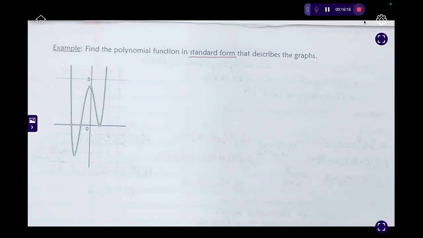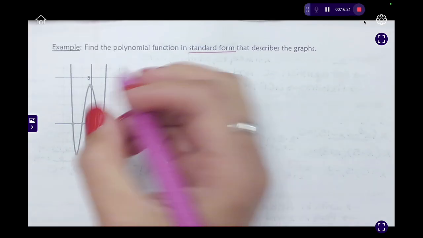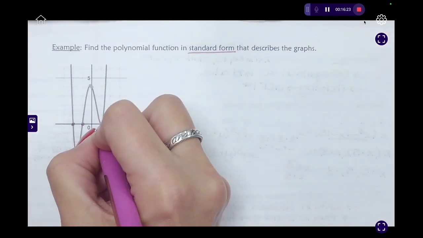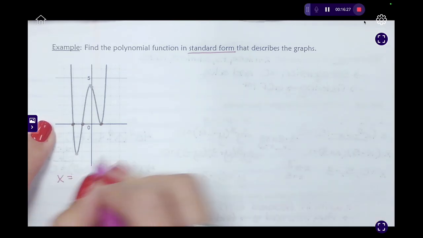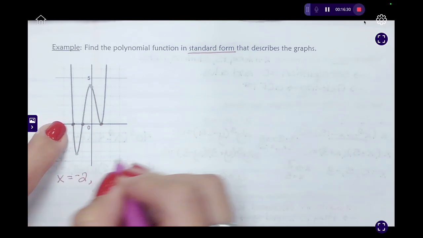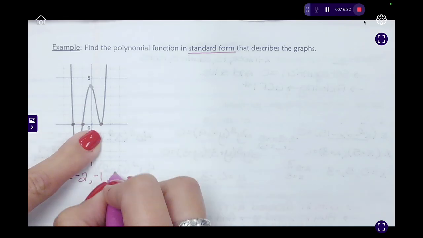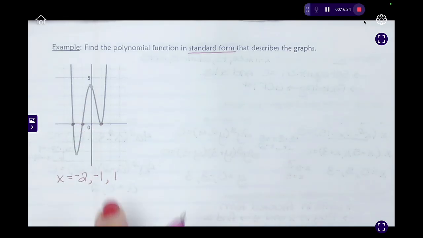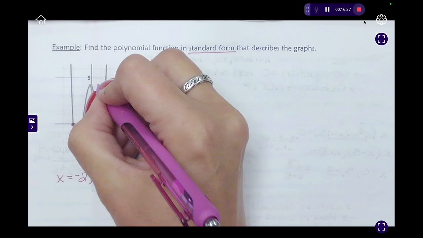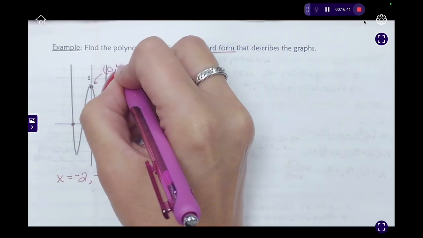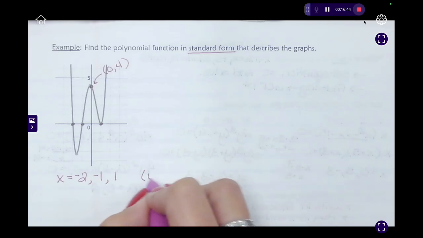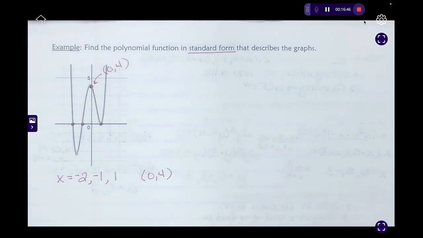Okay, so looking at this one, the first thing I need to do is identify the points. So I know I have my zeros at those 3 points. So I know my zeros are at -2, -1, and +1. Okay, so looking at that, I know my zeros. I know my y-intercept is right up here at 0, 4. So realize this is very similar to the one that we already did. They just didn't give us all the information. Here we had to find it.